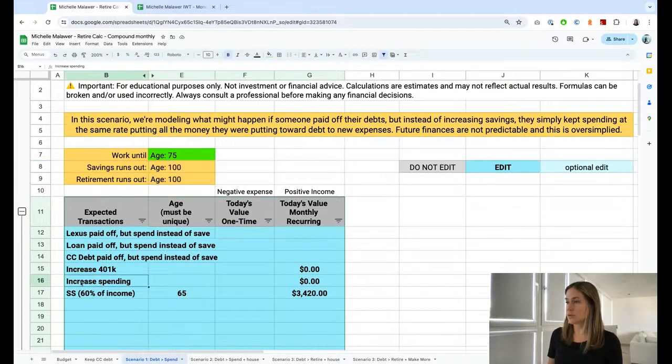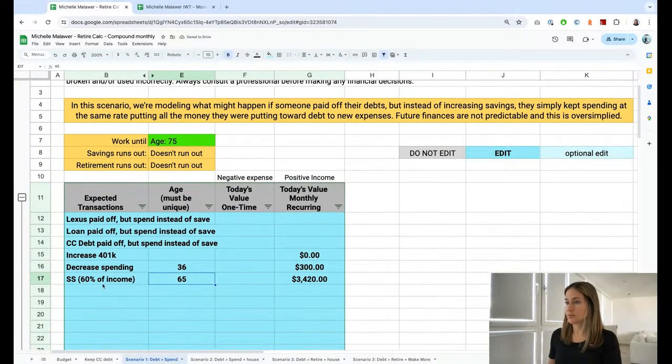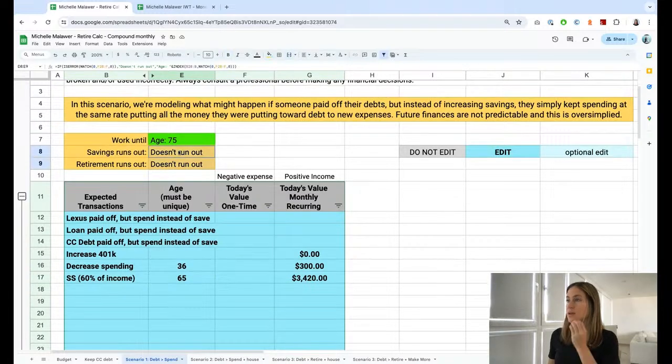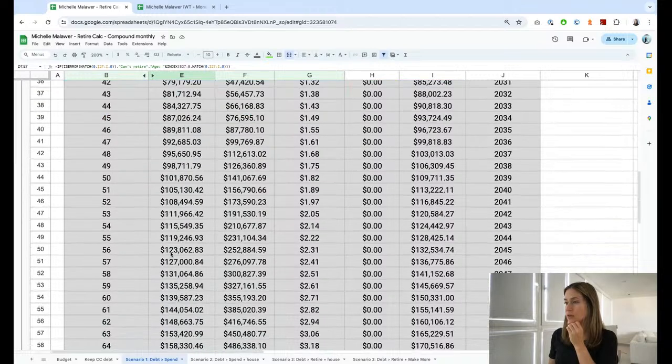So let's say we do decrease spending of $300 in this scenario. Says doesn't run out, retire at 75. So let's assume this person wants to retire younger than that.